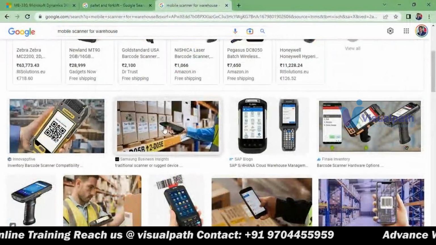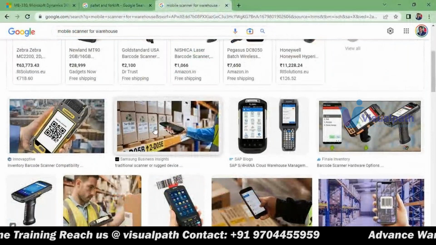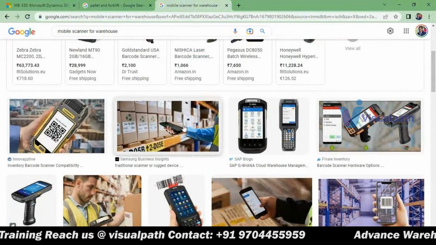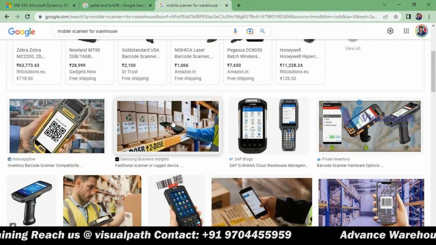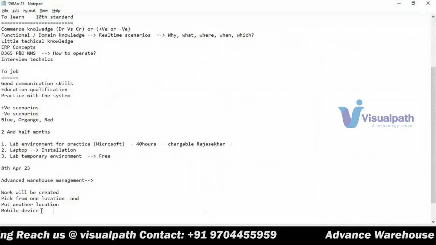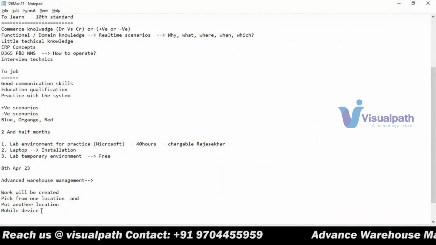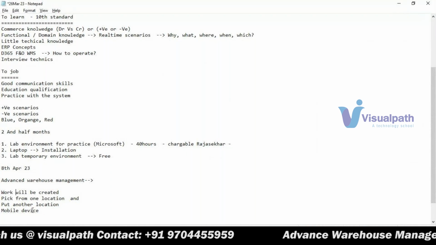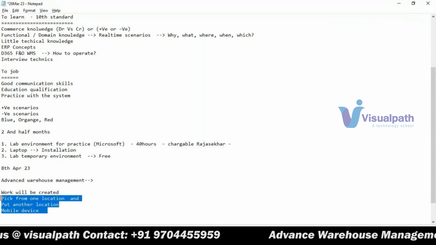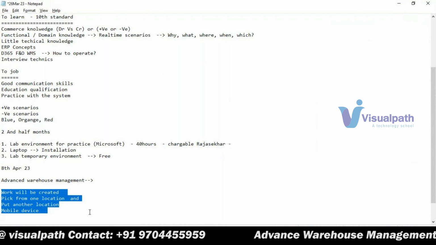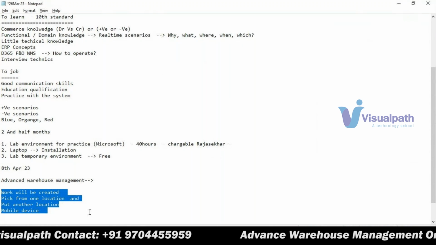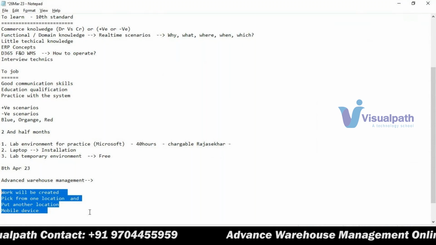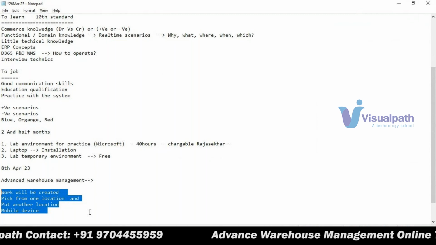I cannot show you, right? Because this is a physical instrument. Rather than this one, there is a virtual mobile emulator in the system, a software. With that one, I will show you how work will be created and the mobile device will finish the work. That is the main criteria for advanced warehouse management. Clear? Okay. So this is for the large material.